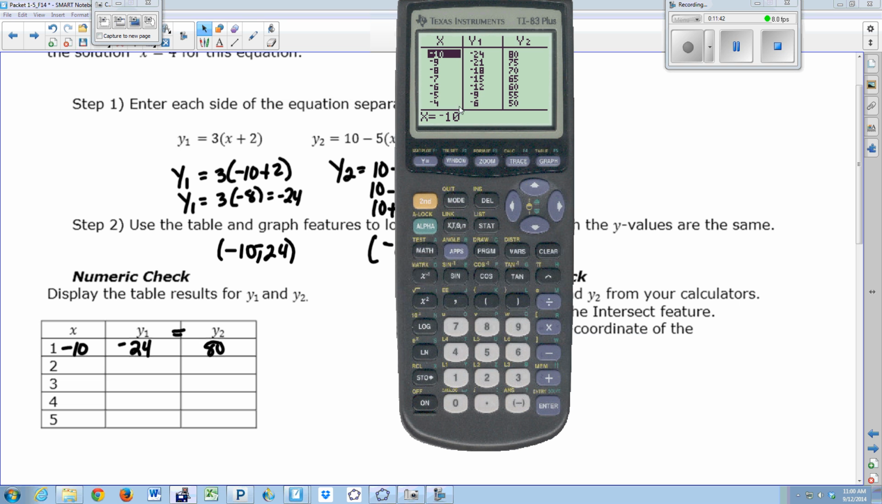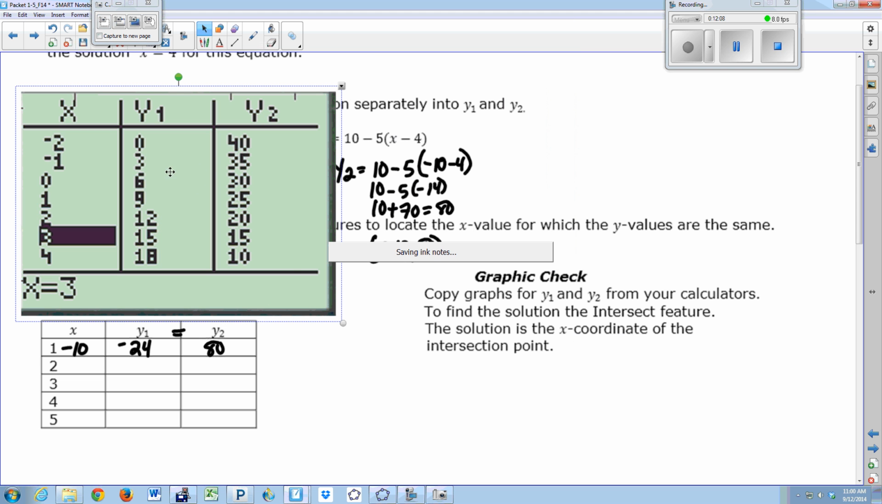Not equal, not equal, not equal, not equal. And you keep going. Not equal, not equal. I'm starting to feel like I'll never get there. Oh, there we go. There it is, right there. At x equals 3, the left side of the equation equals the right side of the equation. All right, so that's how you would use your table to actually find the solution on your graphing calculator.